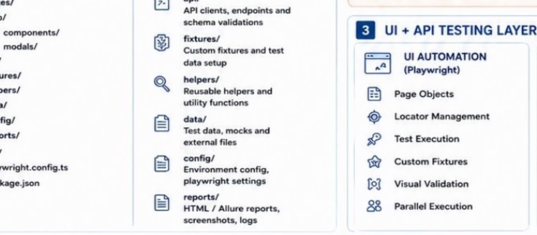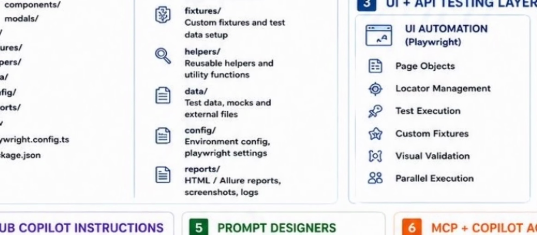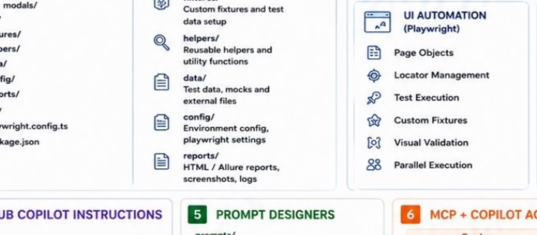And in the helpers folder we'll have reusable helpers and utility functions. In the data folder we'll have the test data, mocks and external files required for the project. In the config folder we'll have the environment configuration parameters and Playwright settings. And in the reports folder we'll have organization-specific reporting utilities or reporting files.